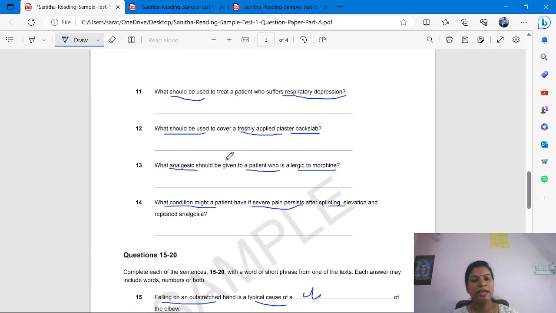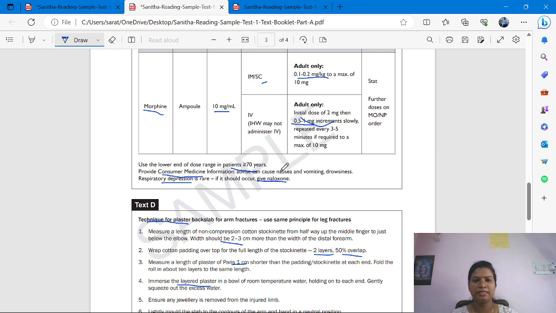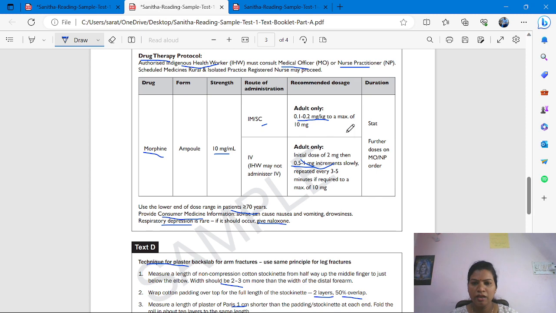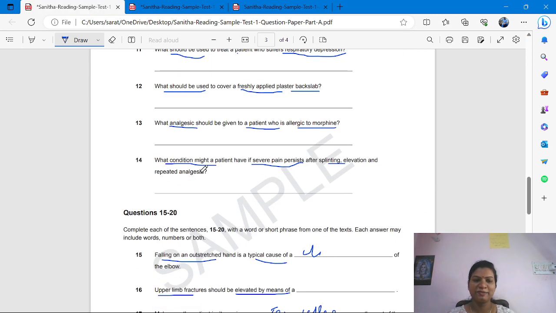What analgesic should be given to a patient who is allergic to morphine? What analgesics? The patient is allergic to morphine. What is the alternative treatment? You have to find out the answer. Here they are saying only about morphine, nothing else. Under fracture, administer analgesia to a patient in severe pain. If not allergic, give morphine, preferable. If allergic to morphine, use fentanyl. See how we are getting the answer. What analgesic should be given to a patient who is allergic to morphine? Fentanyl. Here we have to write fentanyl.